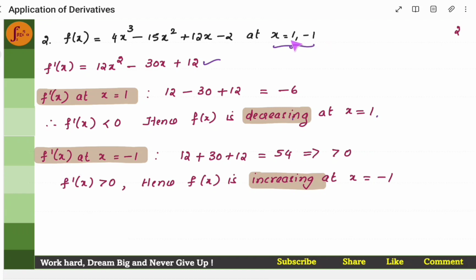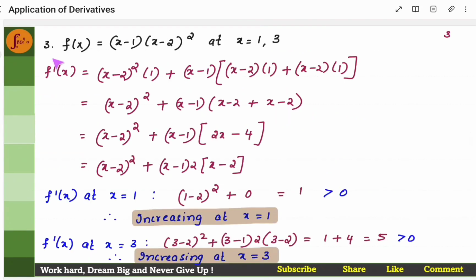Now let's substitute x is equal to minus 1. At x is equal to minus 1, substitute in this derivative. Substitute always in the derivative. So you'll get 54, which is greater than 0. Since the derivative of the function is greater than 0, we say the function is increasing at x is equal to minus 1. Now this is another example.